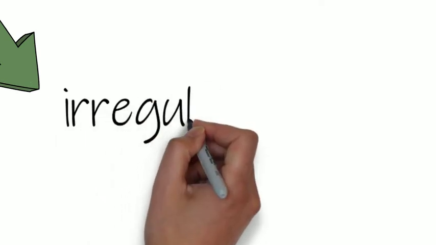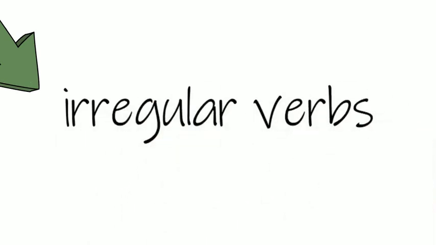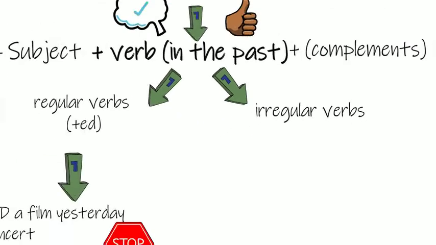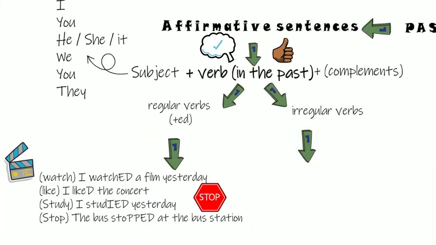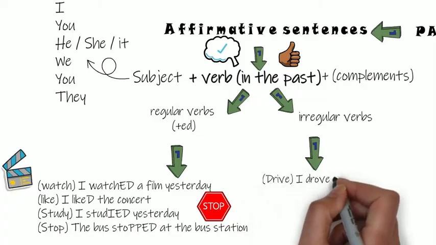And then we've got the irregular verbs. Los verbos irregulares, they are formed in different ways. So they do not follow any rule. Se forman de diferentes maneras. Por lo tanto, no siguen la regla de añadir la ed.